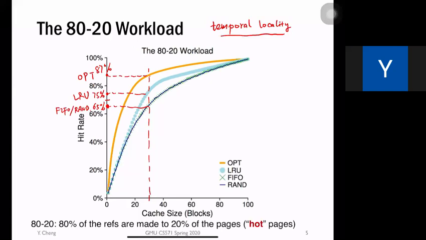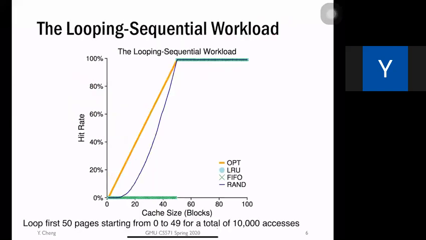this kind of intelligence. And FIFO achieves exactly the same as random, and this is because FIFO is kind of like random in terms of this 80-20 repetitive workload. So this is the second workload. And the third workload is called looping sequential.